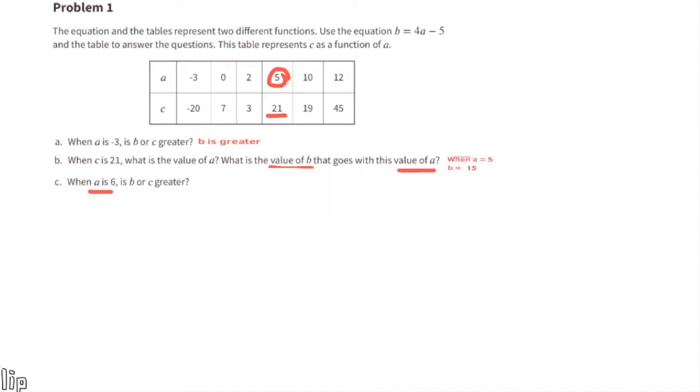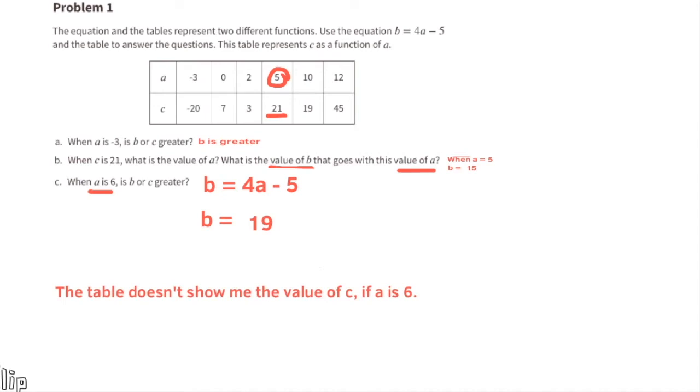C. When a is 6, is b or c greater? Again, let's start with the original equation, b = 4a - 5, and substitute the a with a 6. The equation now reads b = 4 times 6 minus 5. Since 4 times 6 is 24, the equation reads b = 24 minus 5. And 24 minus 5 is 19, so in this case, b equals 19. Look at the table. The table doesn't show me the value of c if a is 6. Therefore, I can't compare b and c.